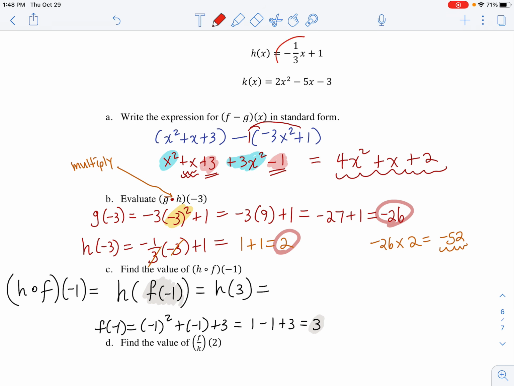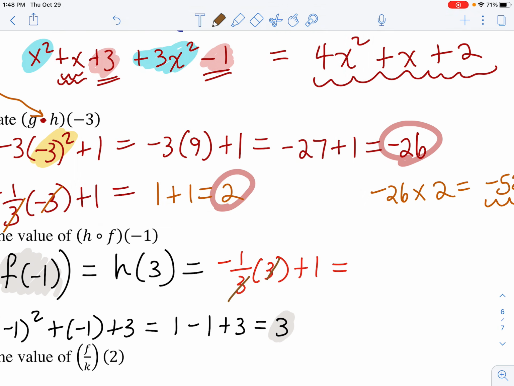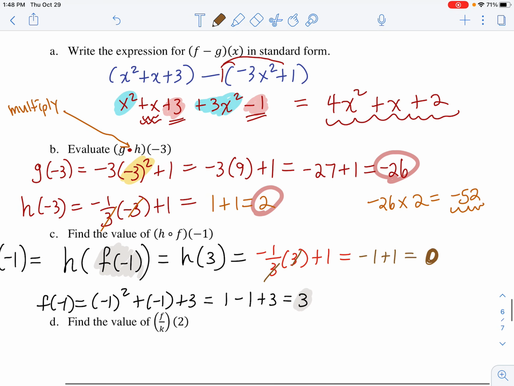Where is h? Notice h is right here. H is negative 1 over 3x, where x came out to be 3, plus 1. And let us evaluate that. The 3's cancel out over here. The 3's are gone. I get negative 1 plus 1. What's the final answer? The final answer is 0.